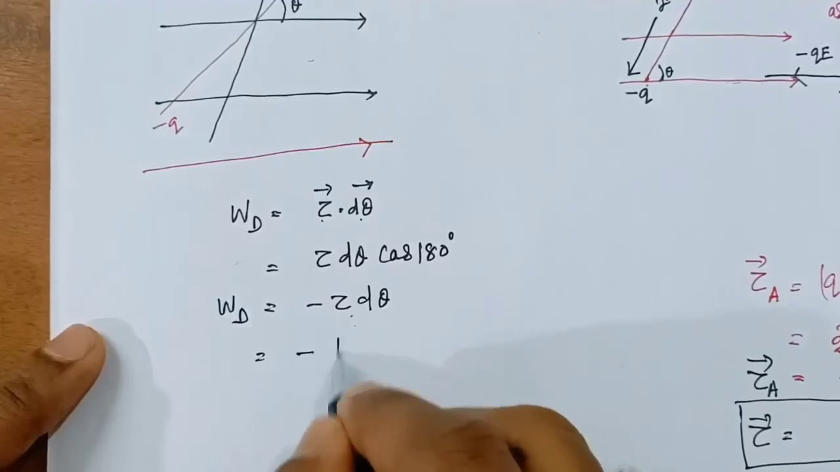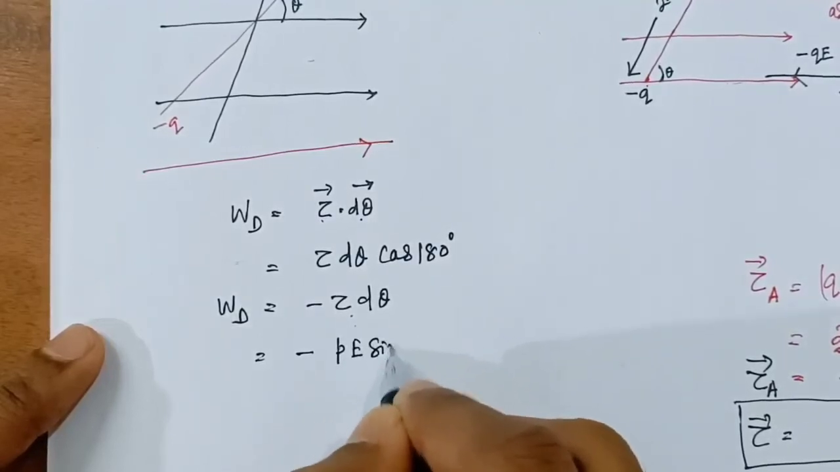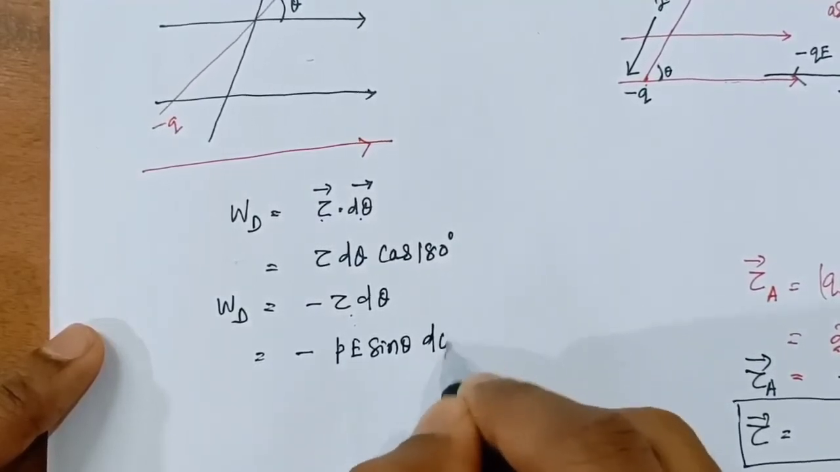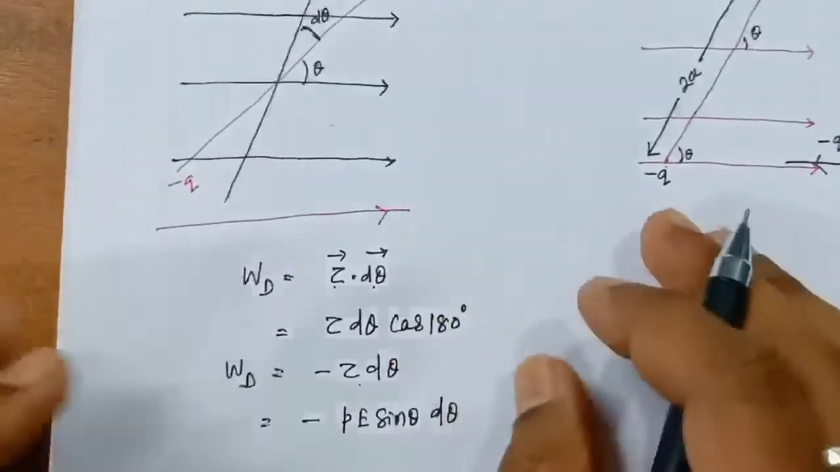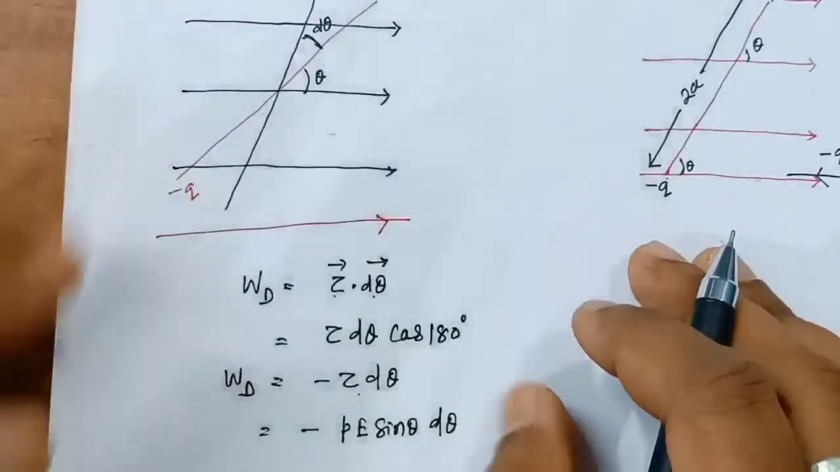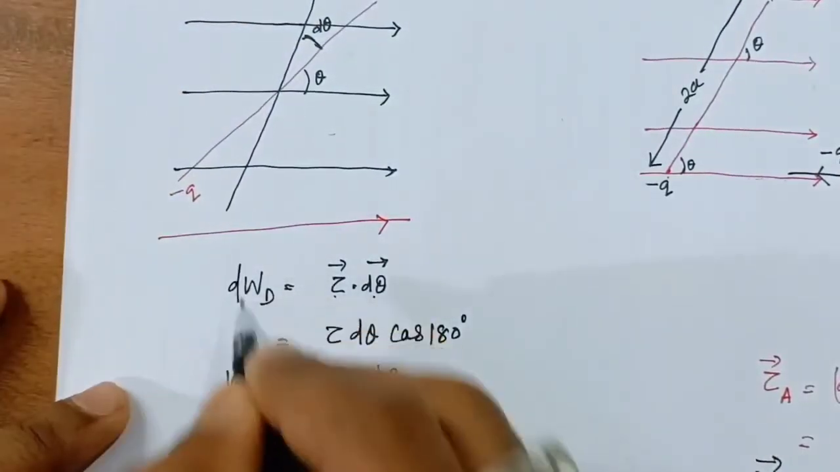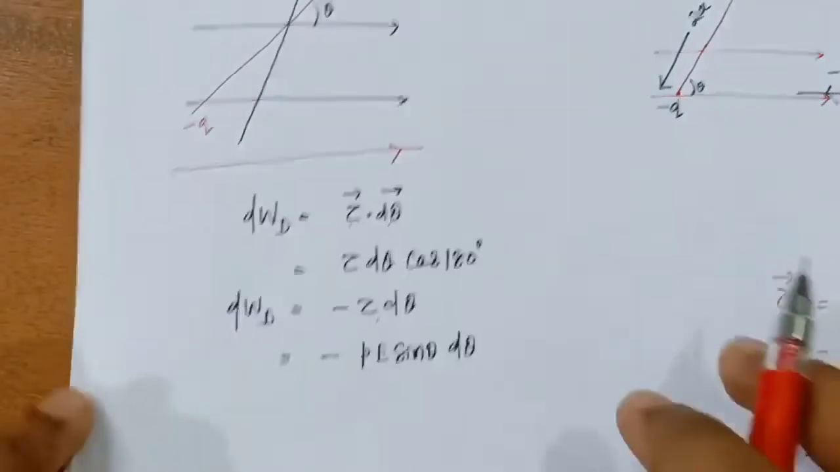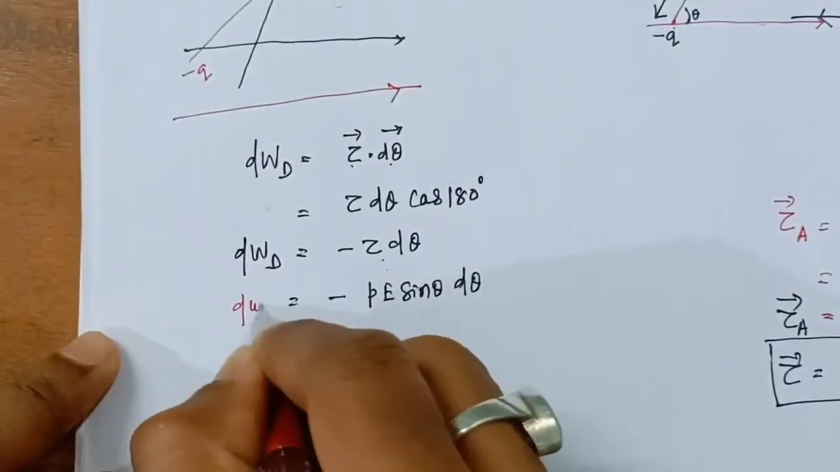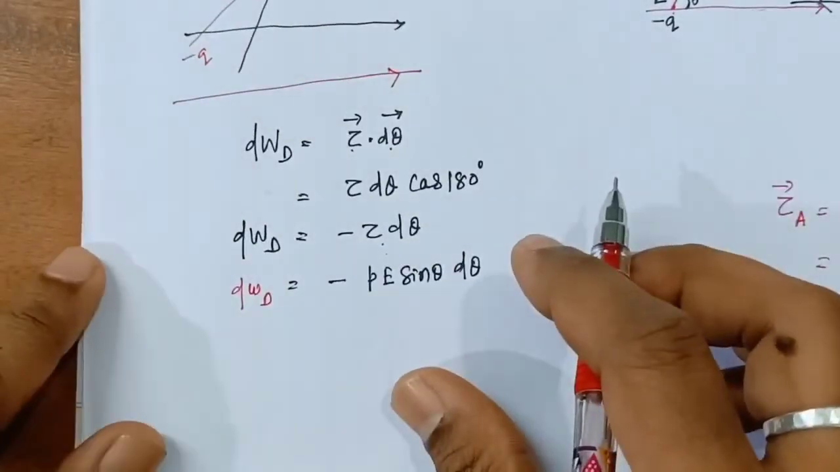The expression of the torque is pE sin theta, and this is d theta. I have done a very small work, because I have rotated through a very small angle d theta. So can I say this is a very small work done I am talking about? Yes, this is a very small work done. So this is minus dW, you can say.